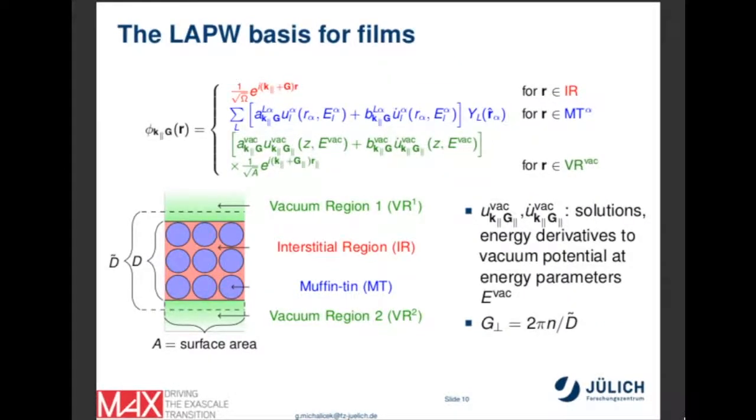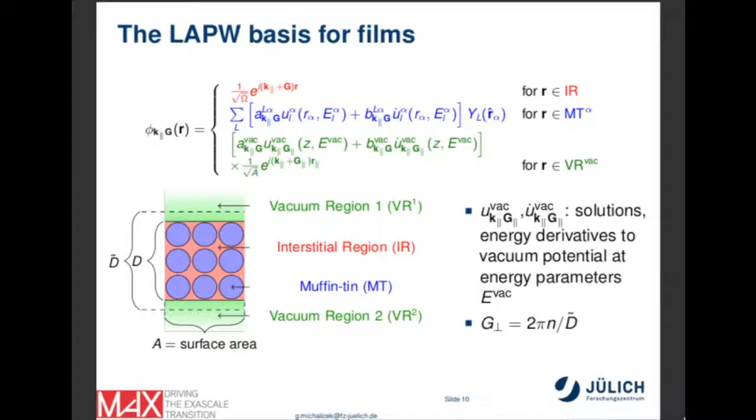But we can extend the LAPW basis functions in a different way as well. If we want to treat film systems, thin film systems, then we define vacuum regions above and below the film. And in these regions, we also have u functions, this u_vac and this u_vac dot. They are also solutions and energy derivatives to the vacuum potential, also at energy parameters E_vac, yeah.